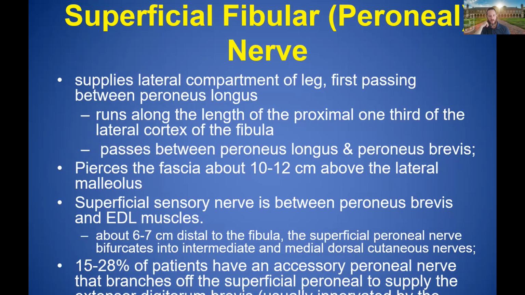As it follows then more distally, about 6 to 7 centimeters distal to that point, it divides into the intermediate and medial dorsal cutaneous nerves to continue along the dorsum of the foot. About a fifth of patients have an accessory peroneal nerve, which is a branch of the superficial, and that moves to innervate the extensor digitorum brevis, which is typically innervated entirely by the deep peroneal nerve.